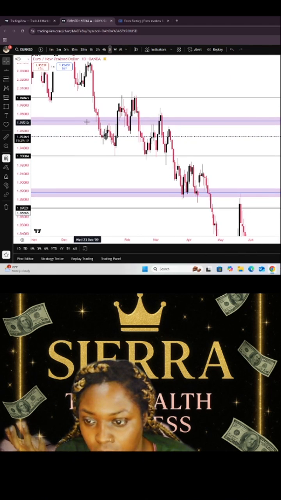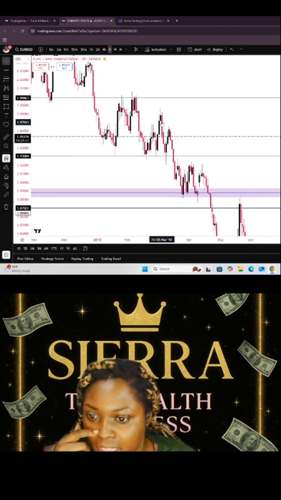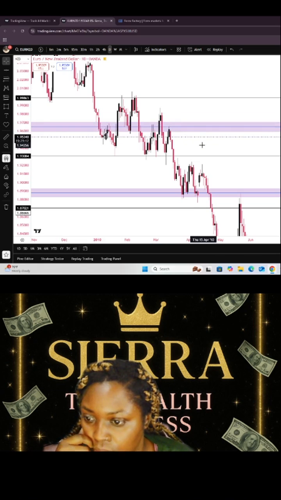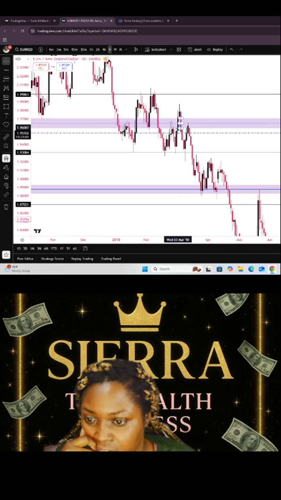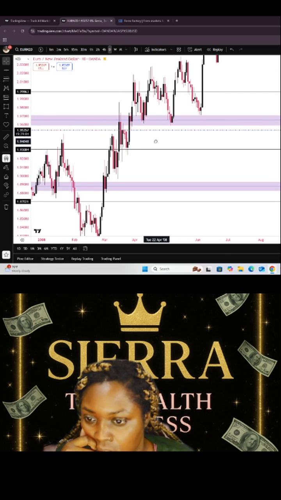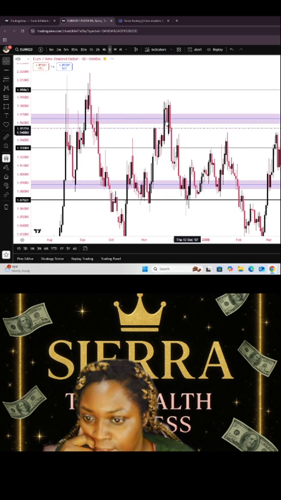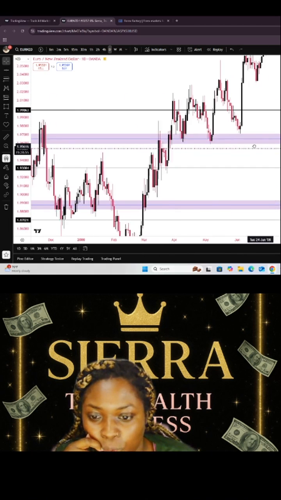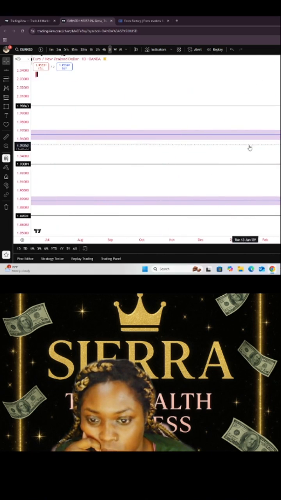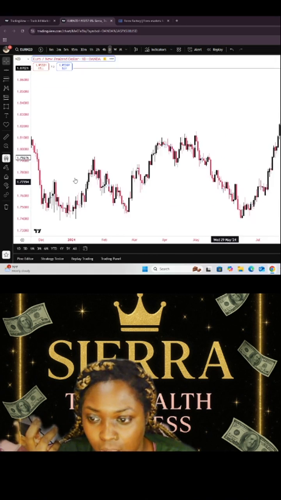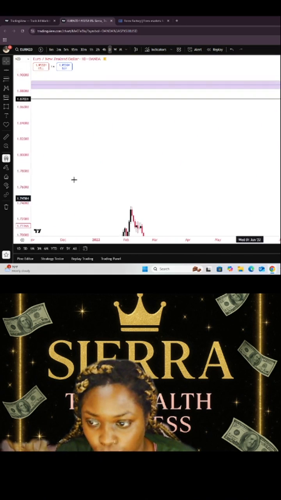Now I'm just gonna delete it, and I'm gonna mark this zone up. All right, so we got rejection here, here, here, here, and many more points. Okay, so I'm gonna go with this one because we have more rejection points on this zone than we did on the other one. Although price reacted to that one good, it's reacting to both areas really well, right?